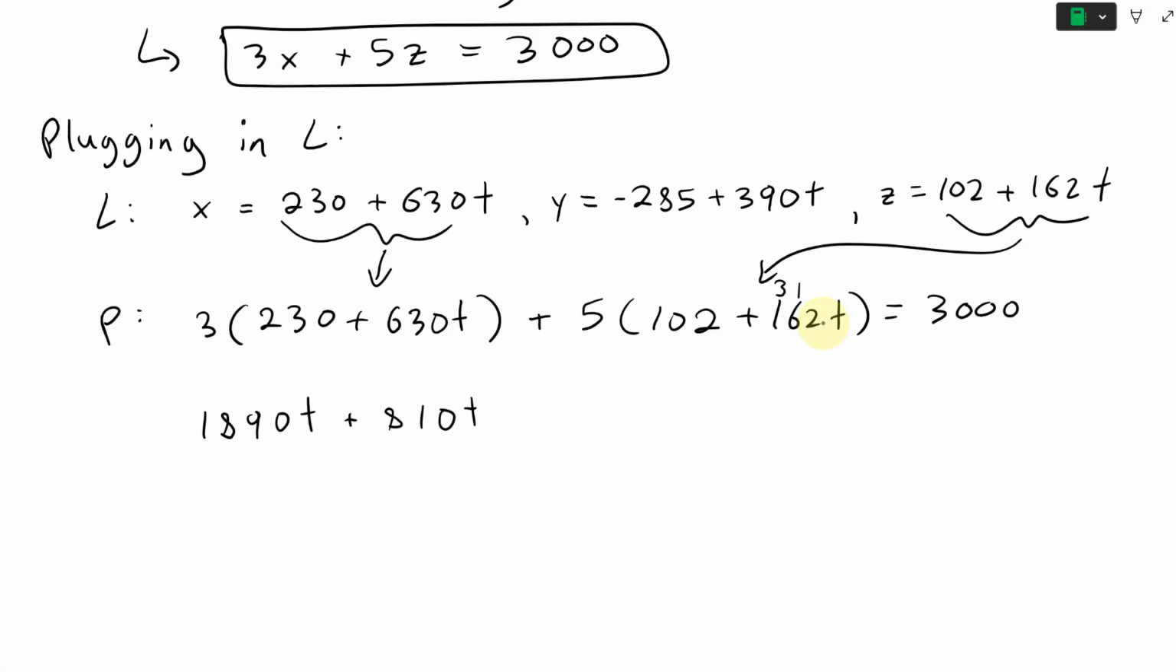So this would be plus the t's. And then the next one is, now we put these like terms inside. So these, 3 times 230. So 3 times 0 is 0. 3 times 3 is 9. 3 times 2 is 6. 690. And then the next one is plus this, 5 times 102, not 5 times 102 again. So 5 times 2 is 10. 5 times 0 is 0, add the 1. And then 510, like that, equals 3000.